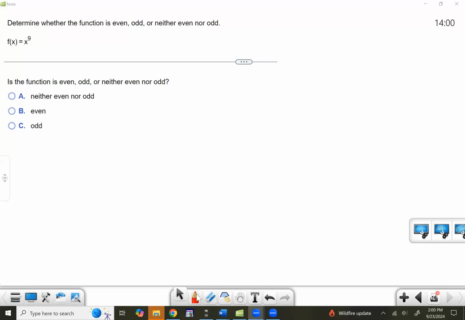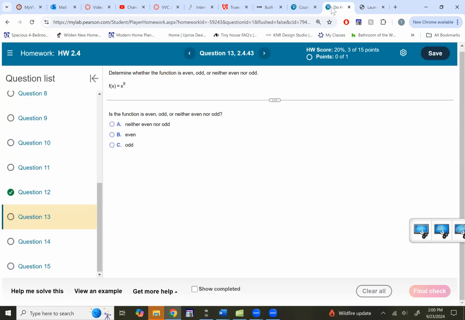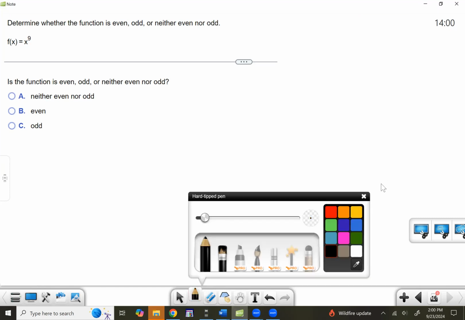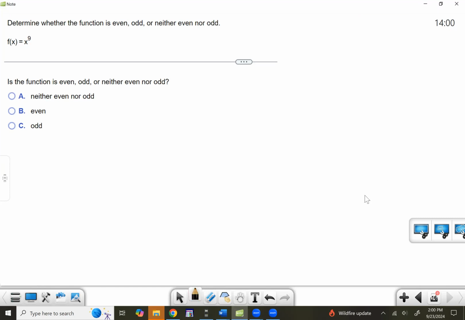All right, you guys, let's take a look at this question, which I believe is question number 13. I'm going to do it by definition, the way that you should know if you're going to proceed on into trig or calculus. And then I'm going to talk about the quick way if you're given a specific case of a polynomial. So, the test for whether it's going to be even, odd, or neither.